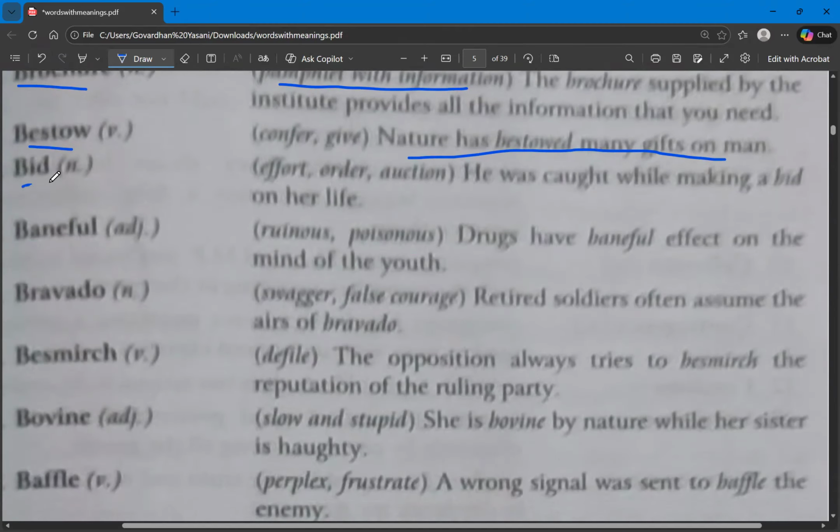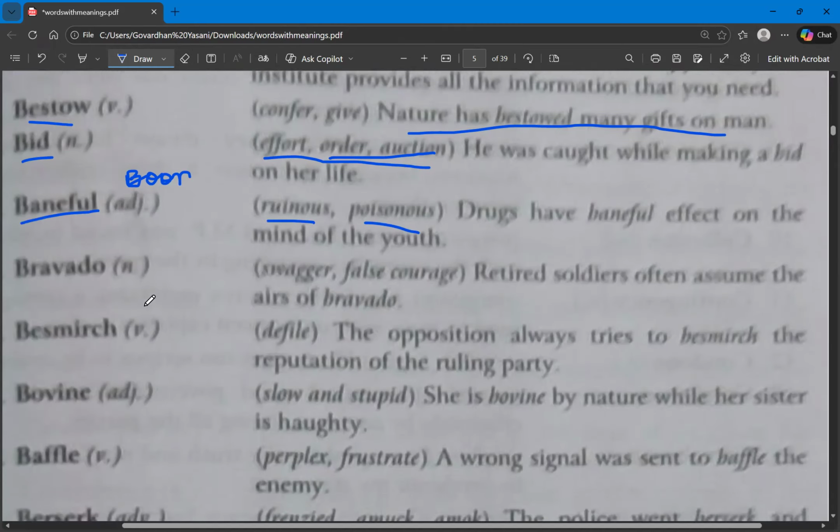The next one, bid. Bid means it's like in an auction, offering our money, our value. So effort, order, auction. The next one, baneful. So baneful is the opposite of boon. So benediction, blessing, boon. And the opposites are baneful, ruinous, poisonous, harmful, hazardous, jeopardy, obnoxious, noxious, perilous, pernicious. These are all synonyms for the word baneful.